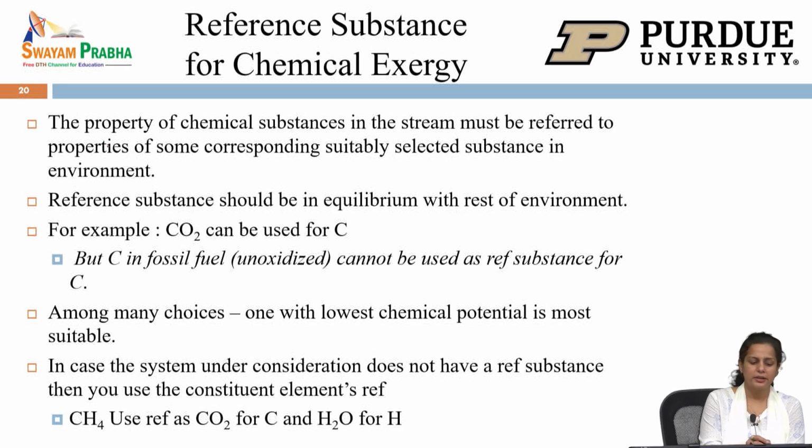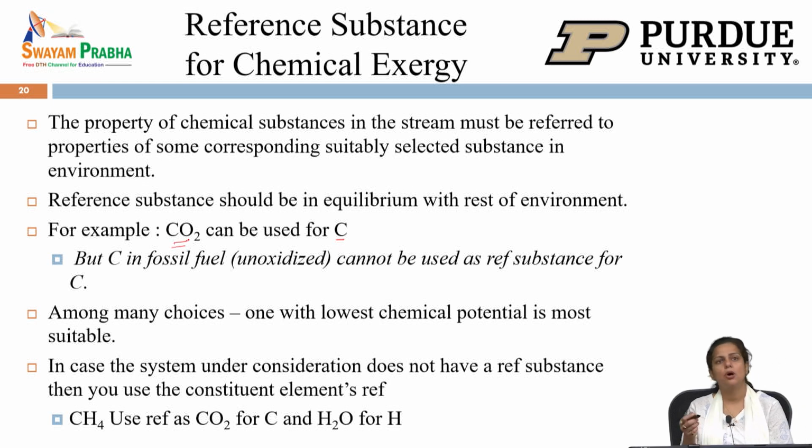That's why we say that the properties of the chemical substances in the stream must be referred to properties of some suitably selected substance in the environment. For example, if we have carbon in our material stream, then we can use CO2 as a reference substance, because we have CO2 in our environment.